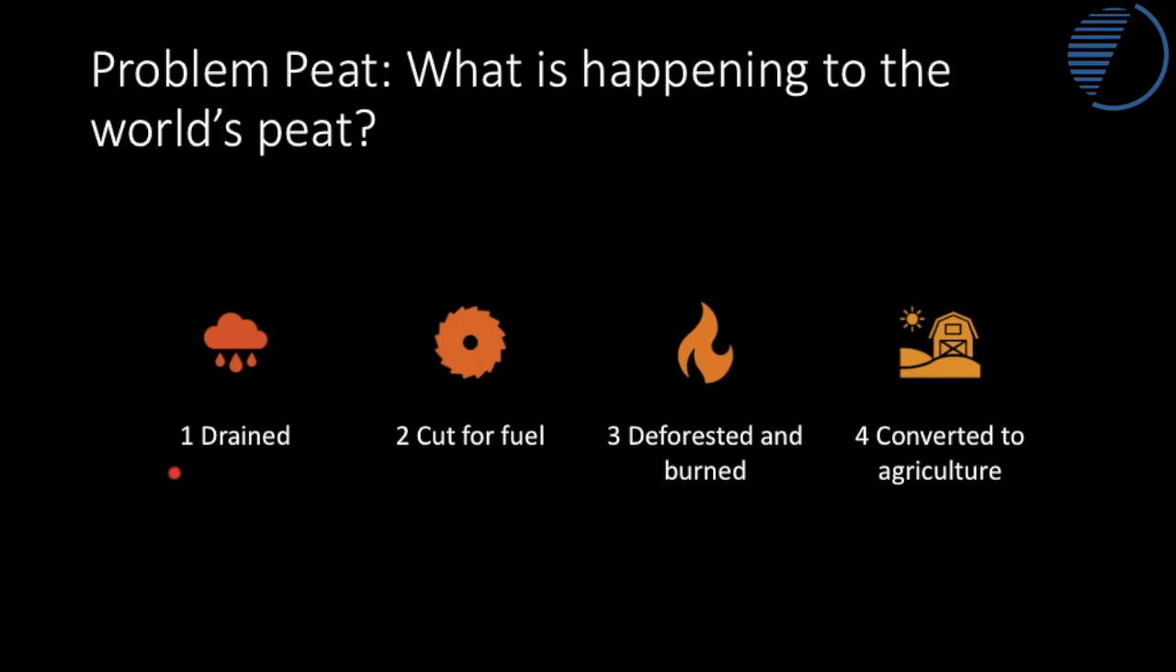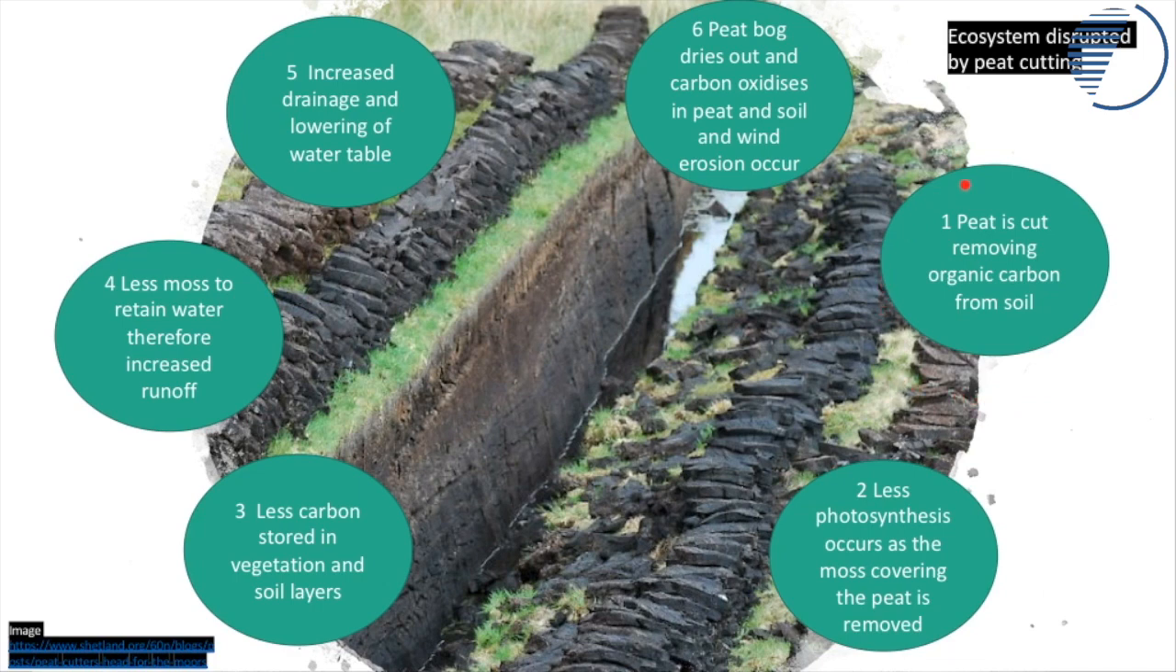They are being drained, they're being cut for fuel, they're being deforested, and then the whole soil is being burnt, or they're being converted to agriculture. Starting here, the peat bog is being managed by being cut, removing organic matter from the soil. What will be the next effect? This will then result in less photosynthesis, less moss.